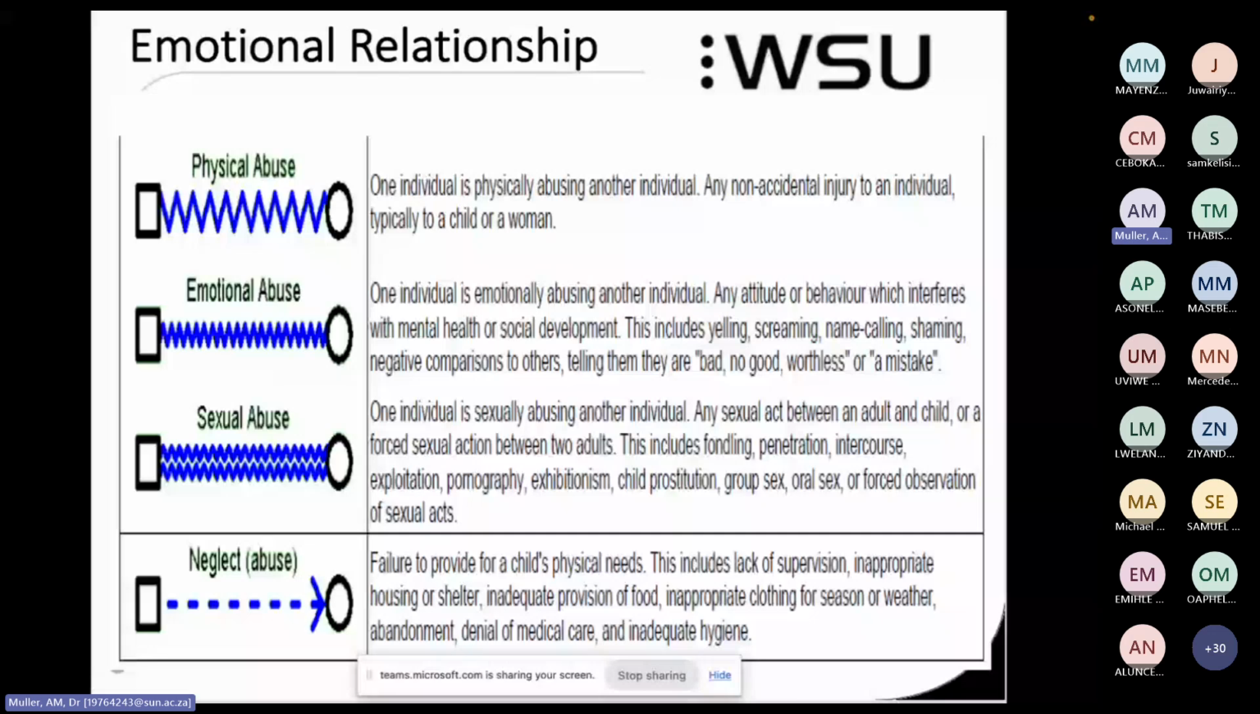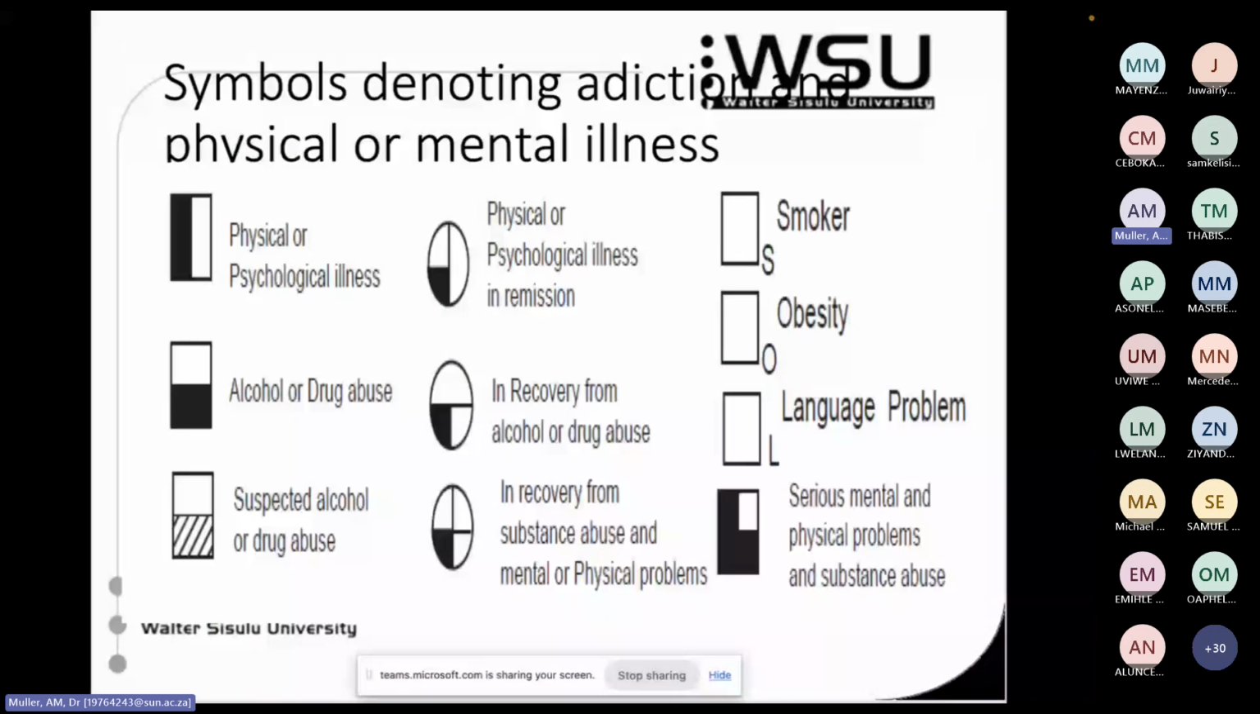So if you want to get really fancy, you can put in little symbols into your either squares or circles, depending if it's a man or a woman, to show certain addictions or physical and mental illness. So if somebody's got a physical or psychological illness, you can fill in a vertical block like that. If they've got alcohol or drug use, you can fill in a horizontal block like that. But again, we don't use these very, very often, and usually you will write in what the illness is specifically. You can also specify smoking, obesity, language problems, but again, just write those in because people don't always understand the symbols.